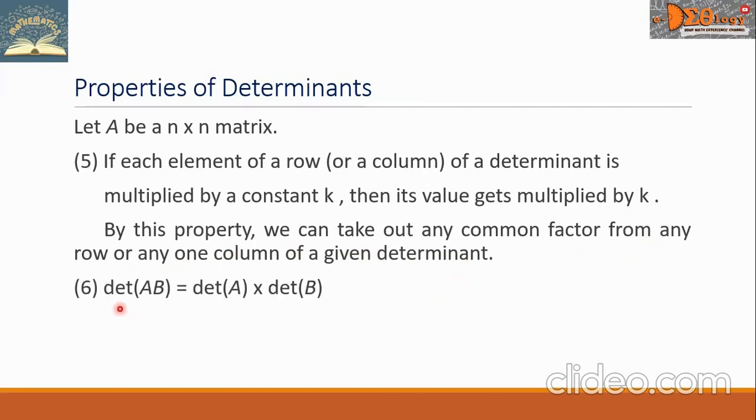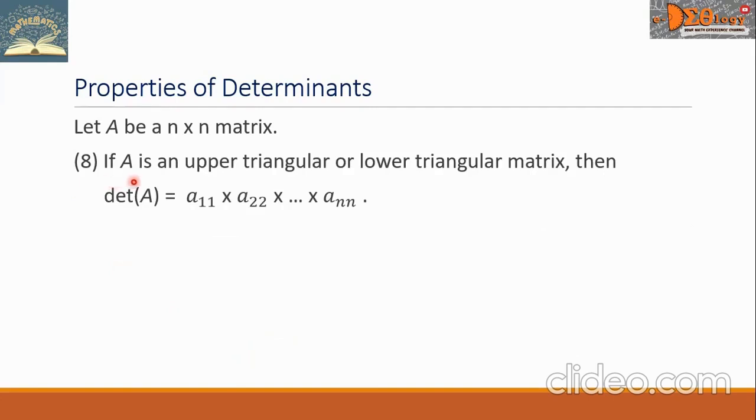Number 6: determinant of the product AB is equal to determinant of A times determinant of B. Number 7: determinant of A inverse is equal to the inverse of determinant of A. Number 8: if A is an upper triangular or lower triangular matrix, then determinant of A equals A sub 1,1 times A sub 2,2 up to times A sub n,n.